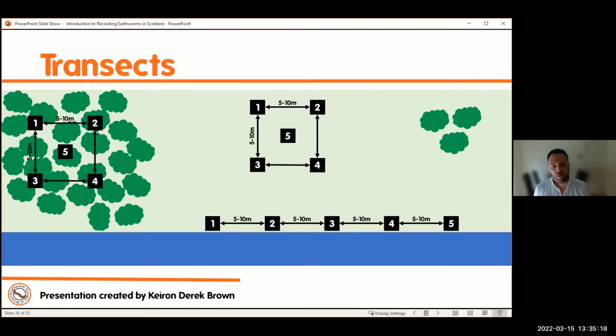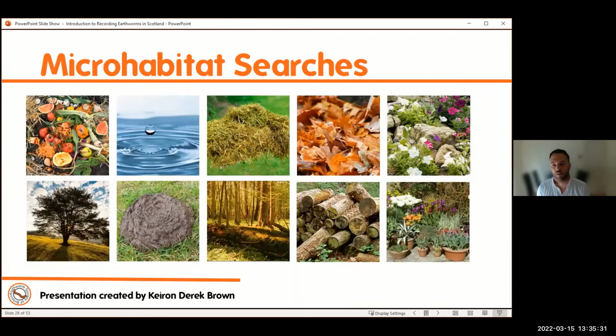If you're sampling the soil like this, you're only ever going to get some of those ecological groups. You're unlikely to get much in the way of epigeic and epi-endogeic and compost earthworms. So another thing that's really important is to search microhabitats, and that can be things like wet patches, compost, grass clippings, other decaying plant material, leaf litter, under stones, the base of trees. In trees, you get some earthworms that climb up trees and live in the rot holes in trees, manure, dead wood, under bark, under moss, under plant pots.